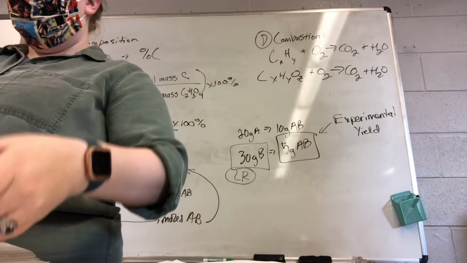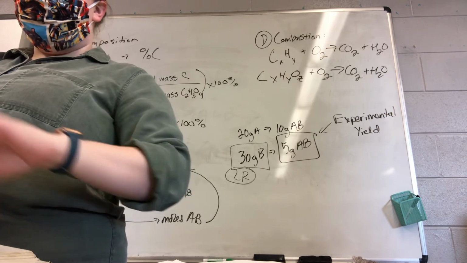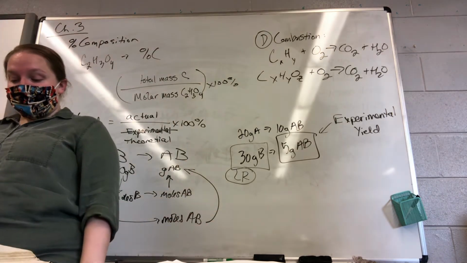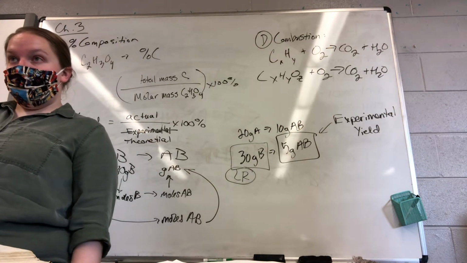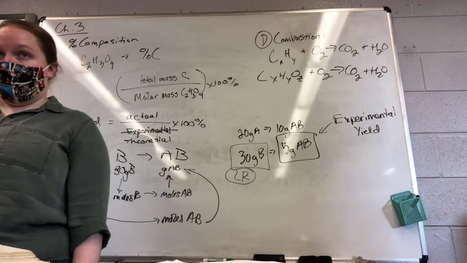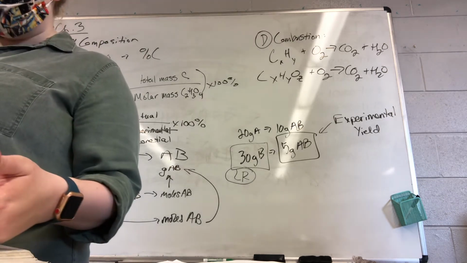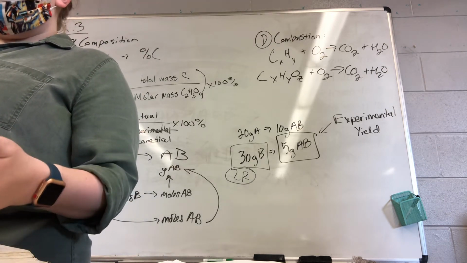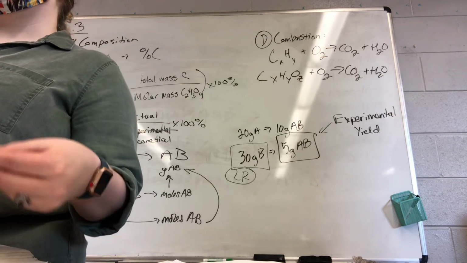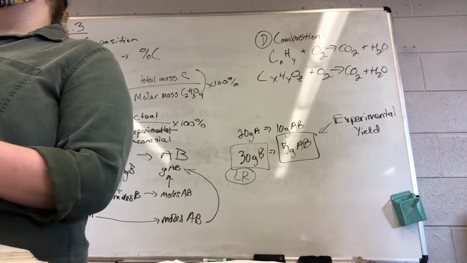What is Avogadro's number? 6.022 times 10 to the 23rd. And that's the number of atoms in 1 mole, kind of like a dozen is 12. Say again? 6.022 times 10 to the 23rd, and that's atoms in 1 mole.